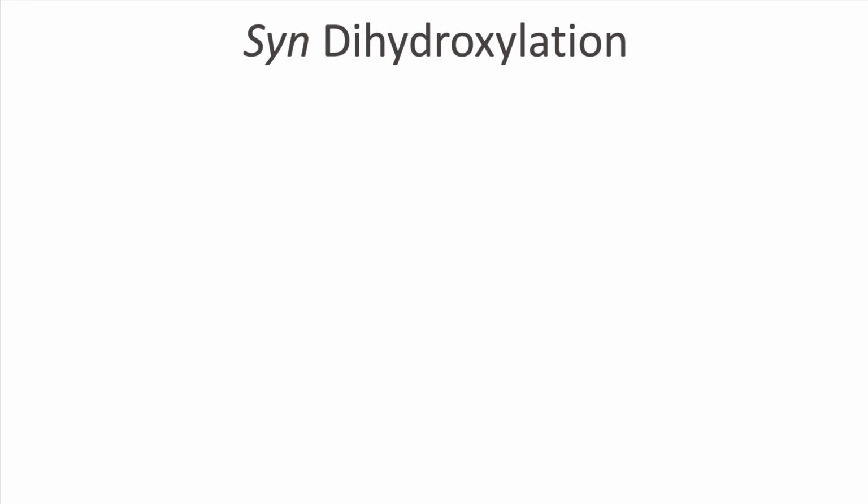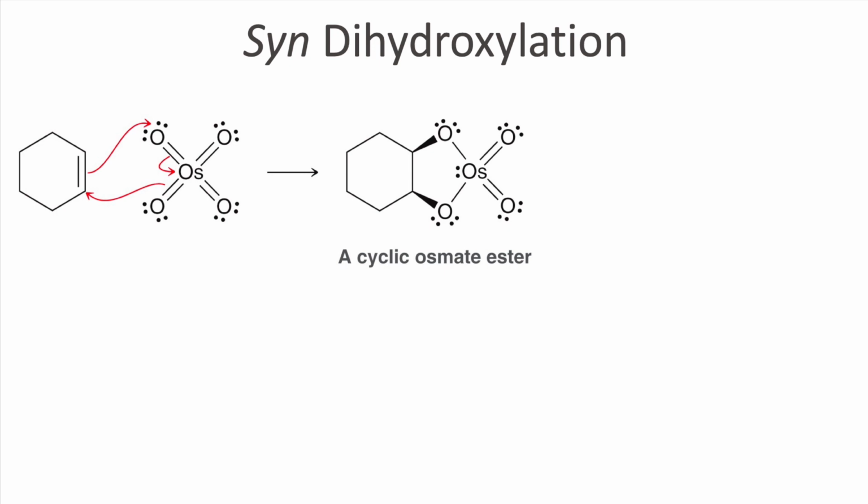All right, now let's move on to syn dihydroxylation, where we will add two alcohols on the same face. And how you will do that is using osmium tetroxide here, OsO4. It will do a concerted mechanism with the alkene, giving this cyclic osmate ester.